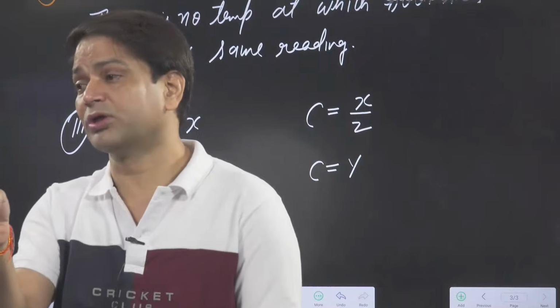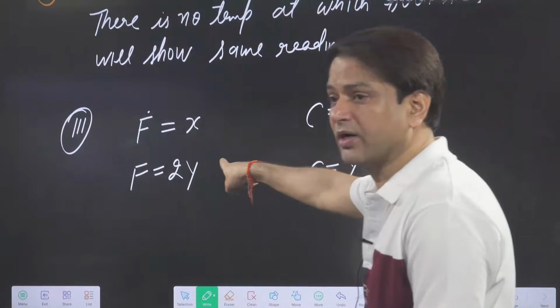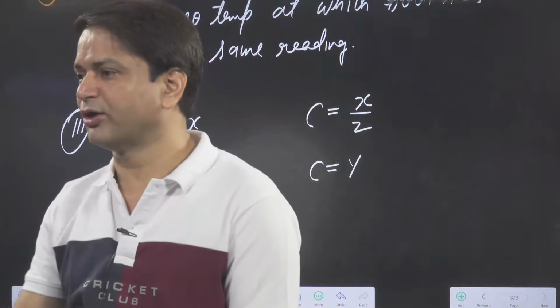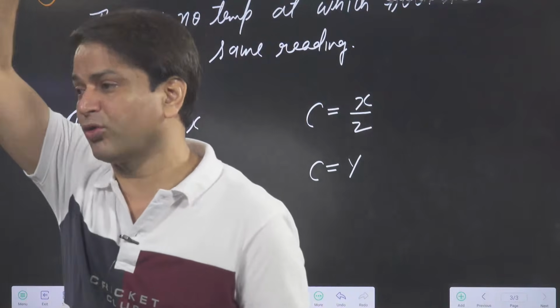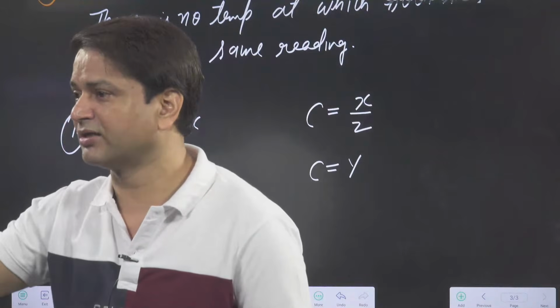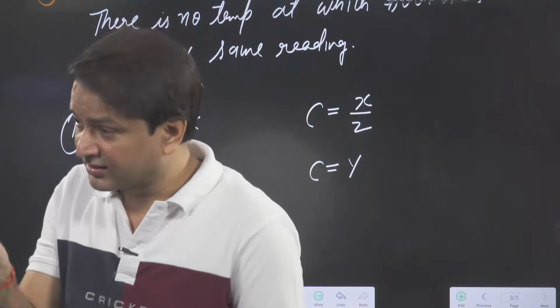You will forget to do the double because I'm asking in Fahrenheit scale. So in Fahrenheit, what you have assumed is 2Y. So you will find the value of Y. After finding the value of Y, now you will forget what you have assumed above. So directly you will see the value of Y in the option and you will get the answer 160. Okay, so there is a problem.